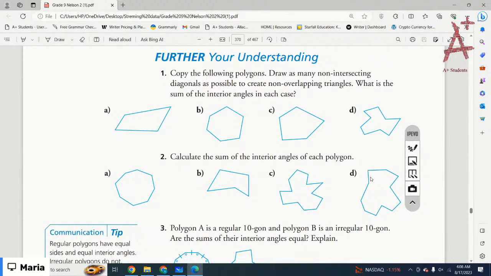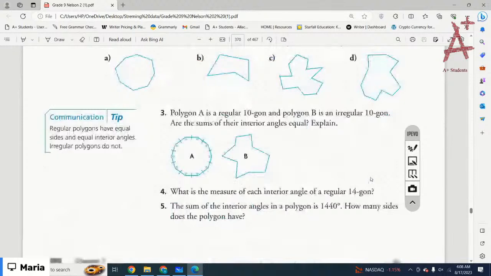Okay, let's just start with question number 3. Polygon A is a regular pentagon and polygon B is an irregular pentagon. Are the sums of the interior angles equal? The sum of interior angles of a polygon will always be the same, right? The sum of angles does not depend on the regularity or irregularity of the polygon. For question number 3, the answer is the sum of interior angles of a polygon will always be the same. It does not depend on the regularity of the polygon, right?